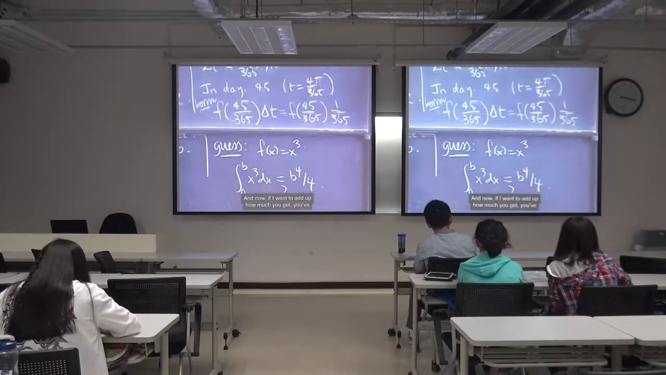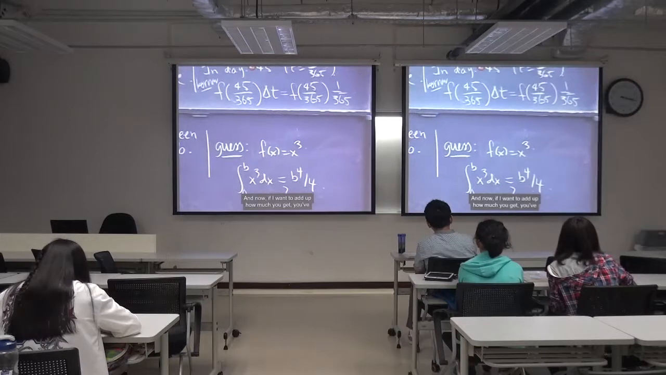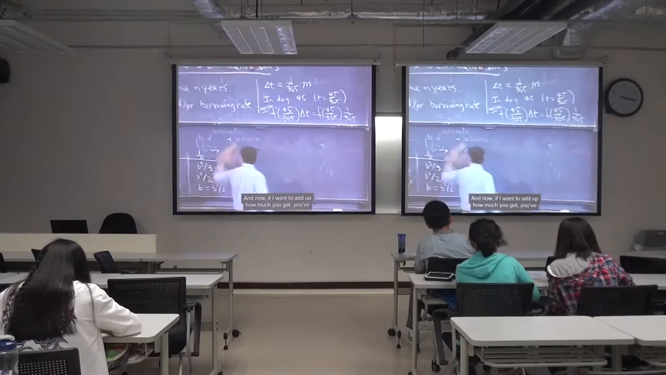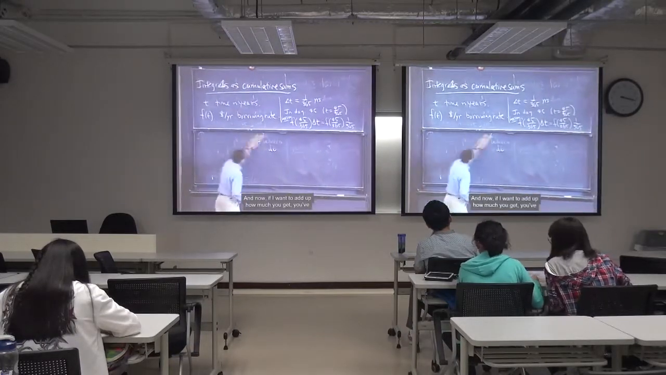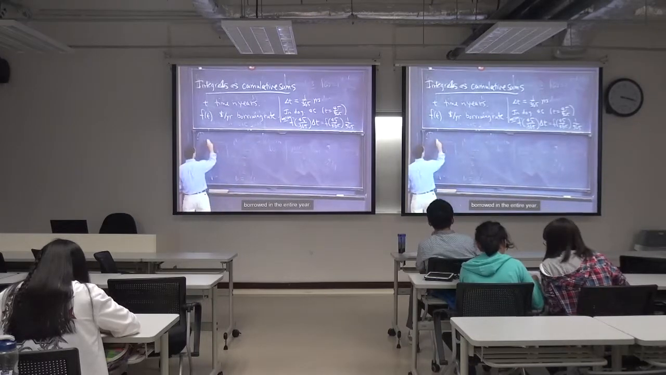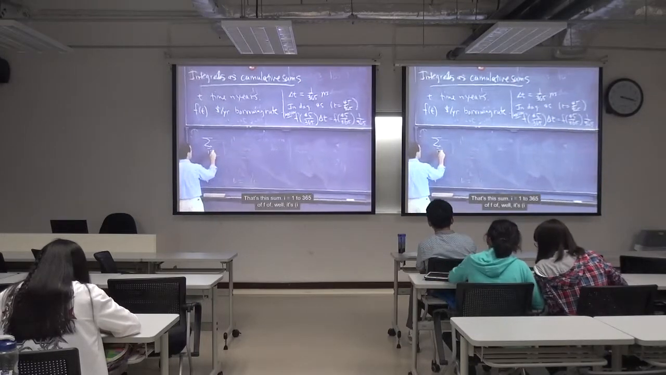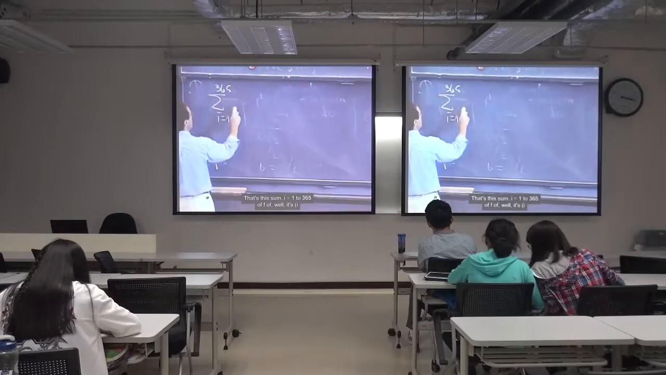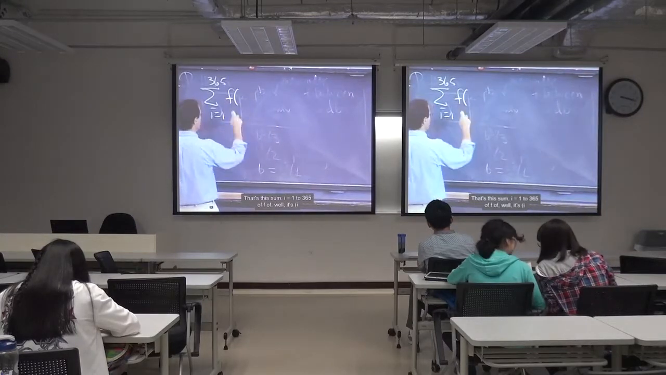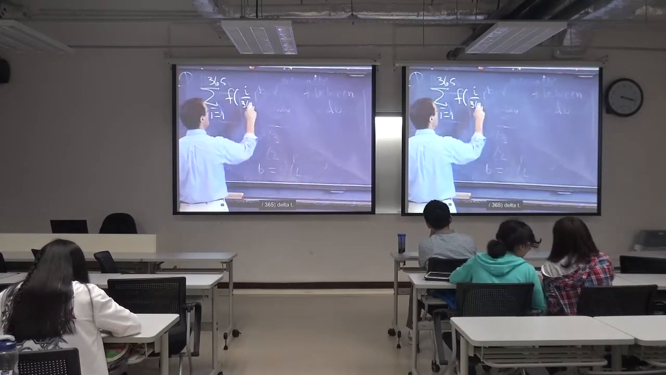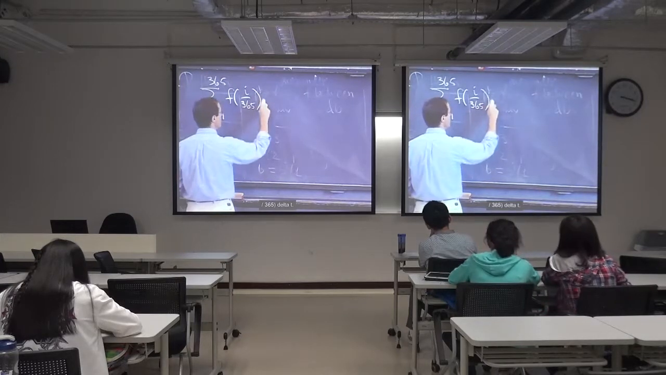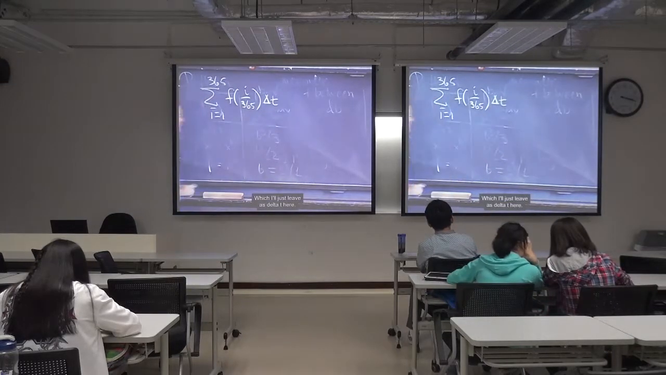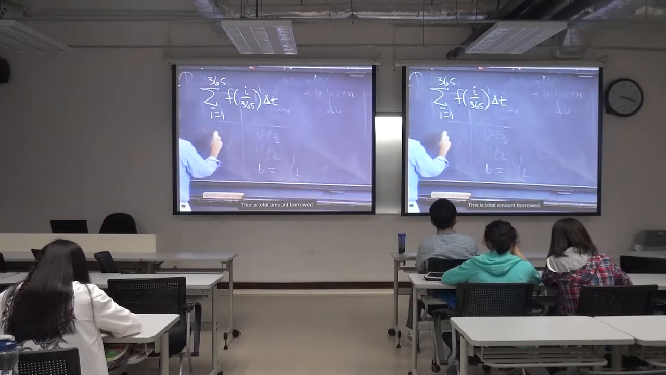And now, if I want to add up how much you've borrowed in the entire year, that's this sum, i equals 1 to 365 of f of i over 365 times this delta t. I'll just leave this delta t. This is the total amount borrowed.